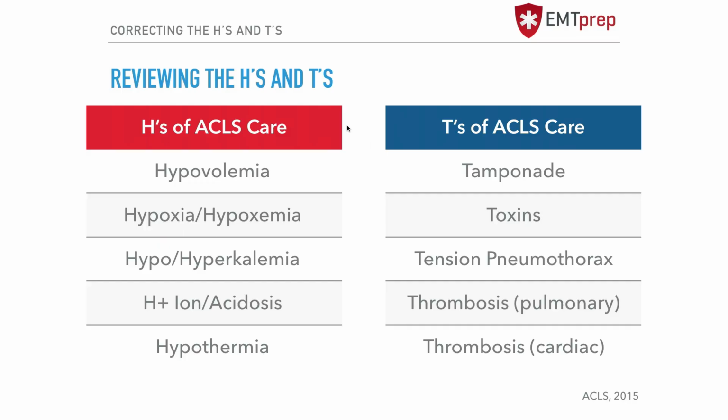So first things first, the H's of ACLS care are hypovolemia, hypoxia or hypoxemia, hypo and hyperkalemia, hydrogen ion acidosis, and hypothermia. The T's of ACLS care are tamponade, toxins, tension pneumothorax, and then pulmonary and cardiac thromboses.